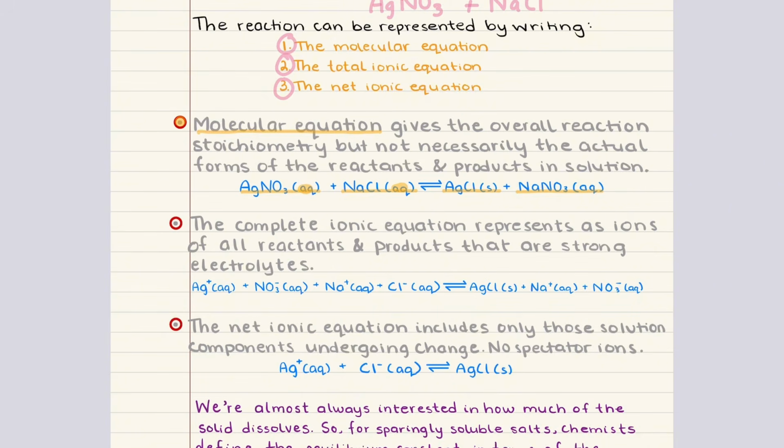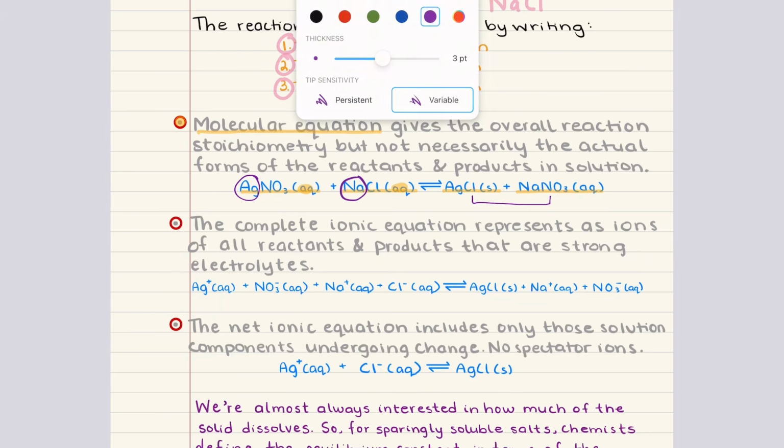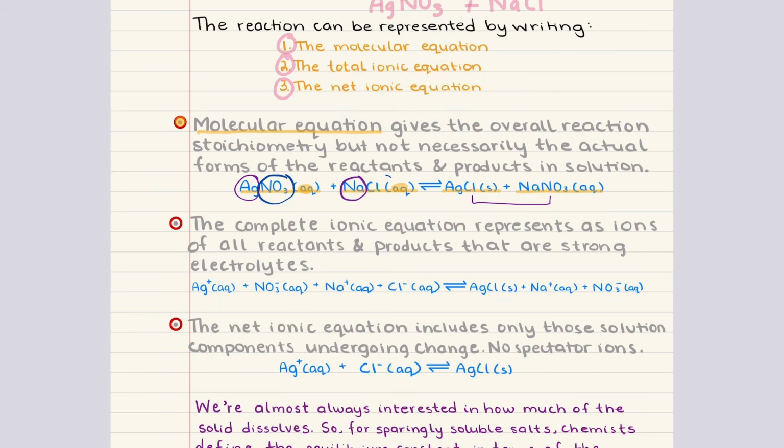We know that these are our products because in aqueous solution, the positive ions from one compound can pair with the negative ions from the other. So here, silver cations from silver nitrate can combine with chloride anions from sodium chloride to then form silver chloride. Similarly, sodium cations can pair with nitrate anions to form sodium nitrate.